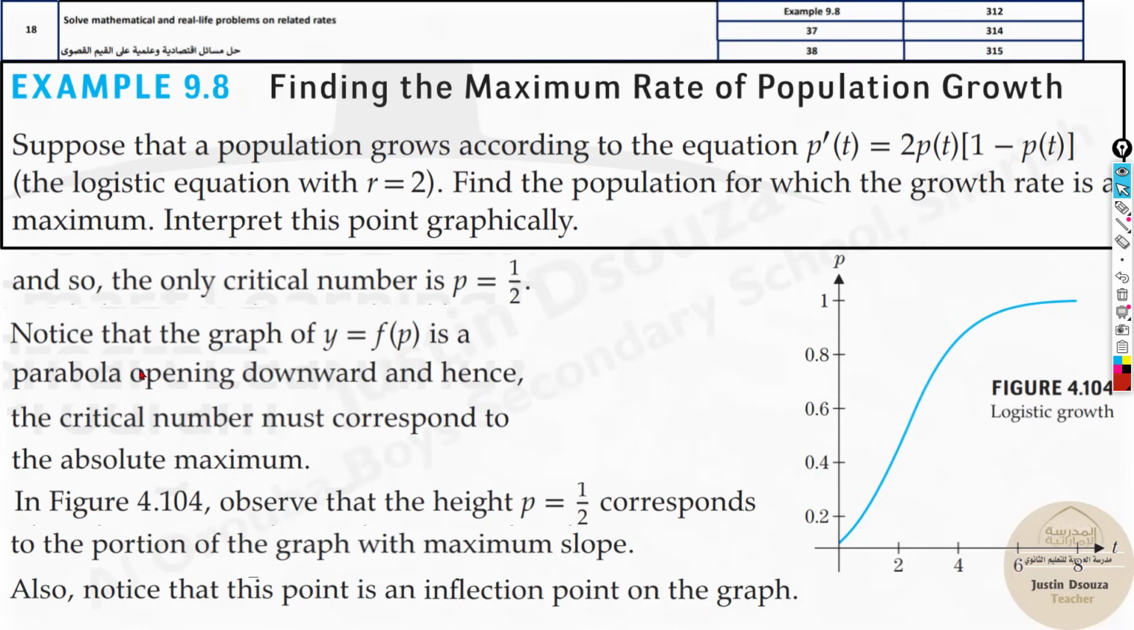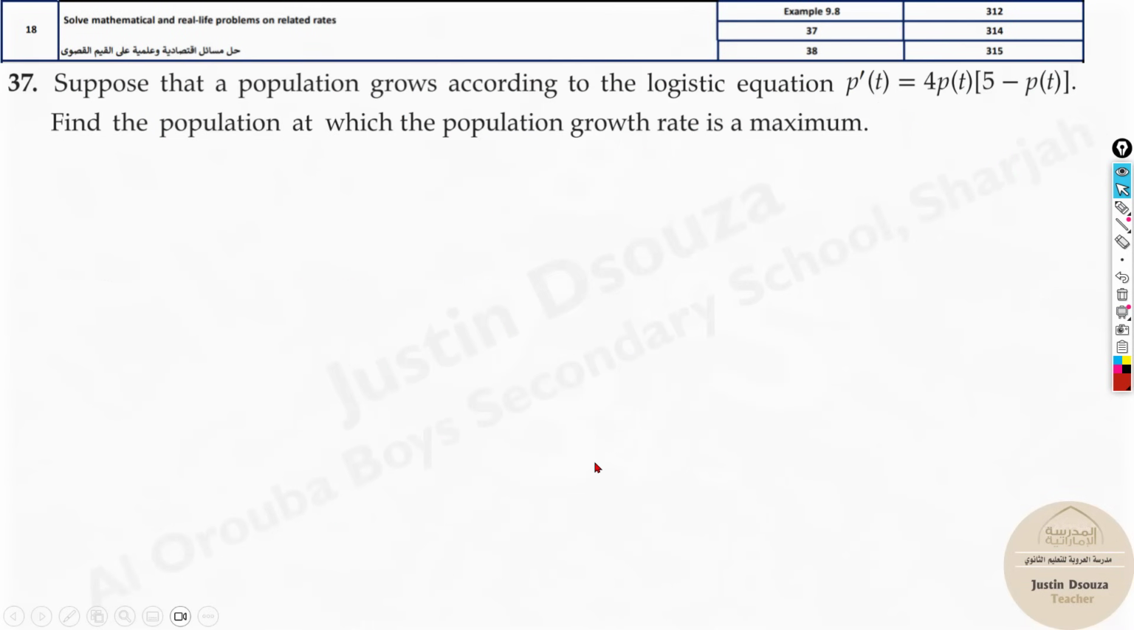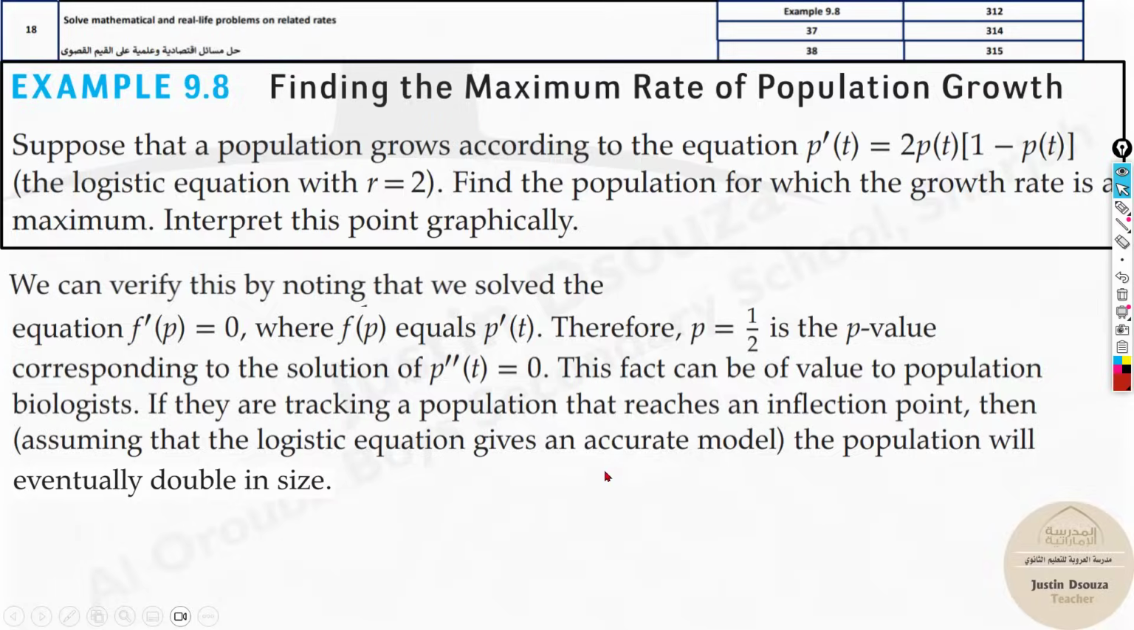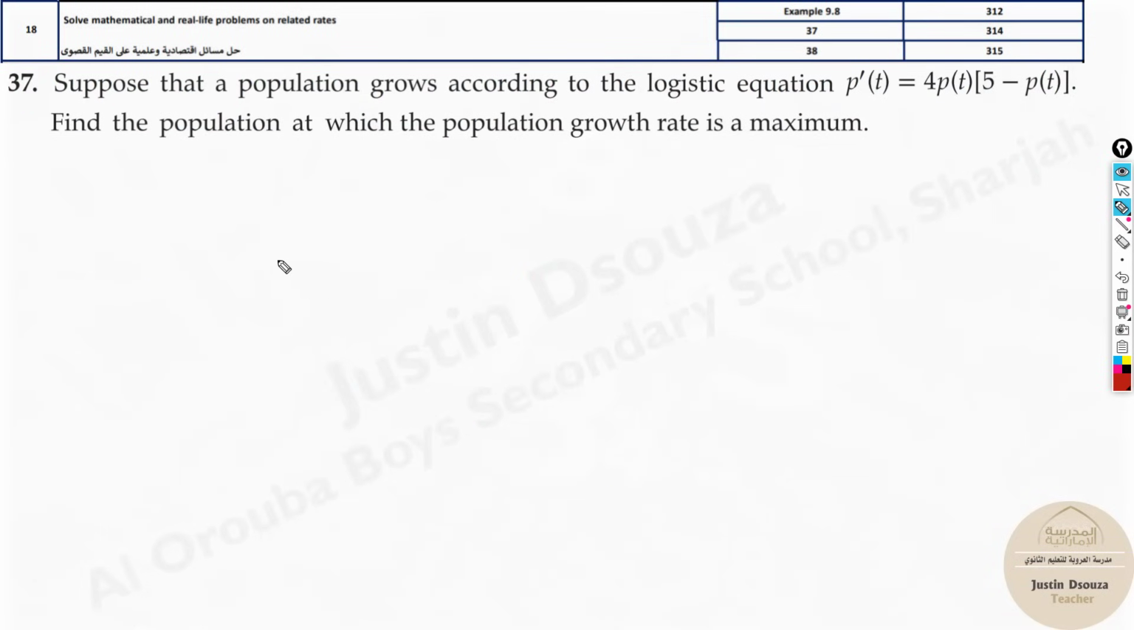But anyways, if you understand what I told earlier, that's more than enough. You can easily find this and prove it's maximum. And over here, some more information is given. You can just go through this. Now we will solve this problem.